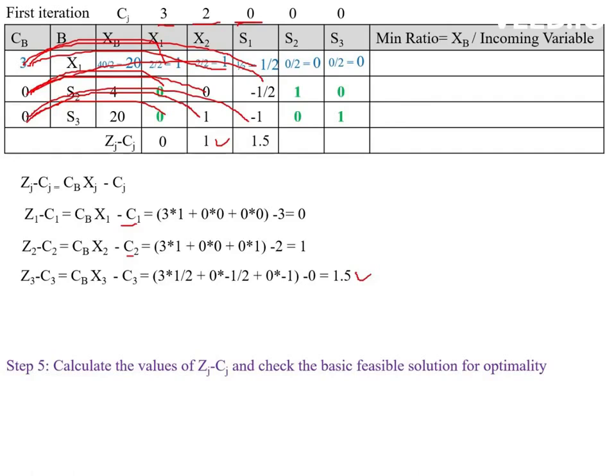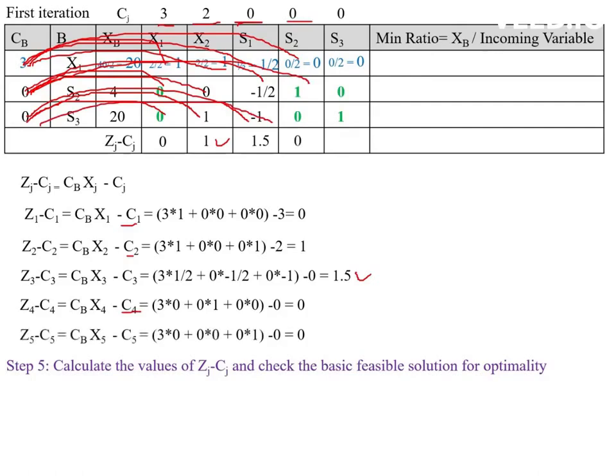Next we find Z4 minus C4, which equals CB X4 minus C4. CB X4 is 3 into 0 plus 0 into 1 plus 0 into 0, minus C4. C4 value is 0. So the total value is 0. And finally we find Z5 minus C5, which equals CB X5 minus C5. CB X5 is 3 into 0 plus 0 into 0 plus 0 into 1, minus C5. C5 value is 0. So the final value is 0. I enter the 0 here.